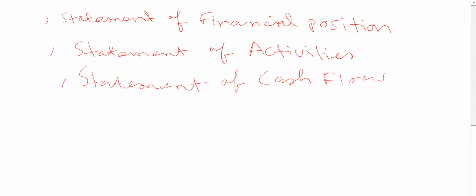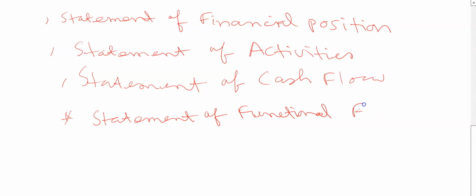Now you will see, FASB is also asking to prepare another statement which was only required by healthcare entities, but this information is now required for all types of not-for-profit entities. It is called the statement of functional expenses. Here they will present all of their expenses, categorized based on different functions.